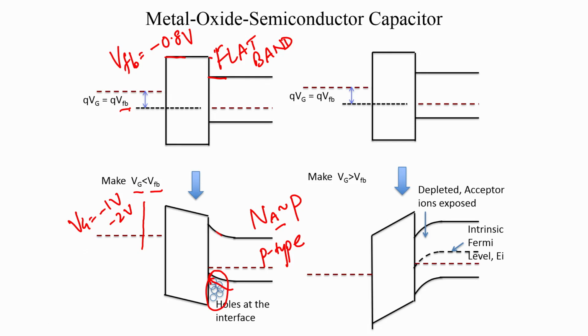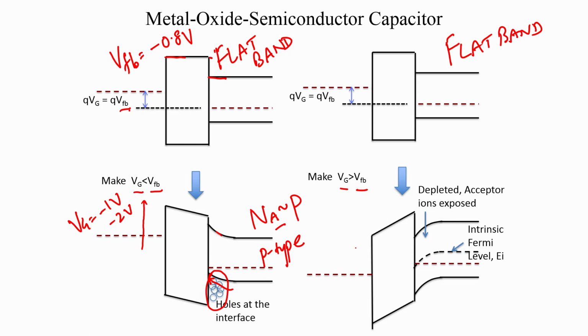Now, let us go the other way around. So, let us say we head back to our flat band condition, and the way we go back is we start bringing this voltage higher and we make it equal to Vfp. So, let us say we are back at flat band, and now we start taking Vg the other way around. So, we make Vg greater than Vfp.